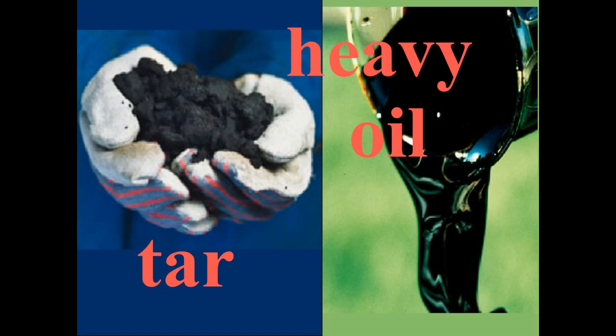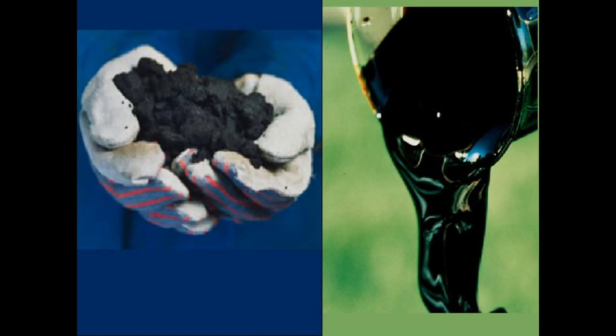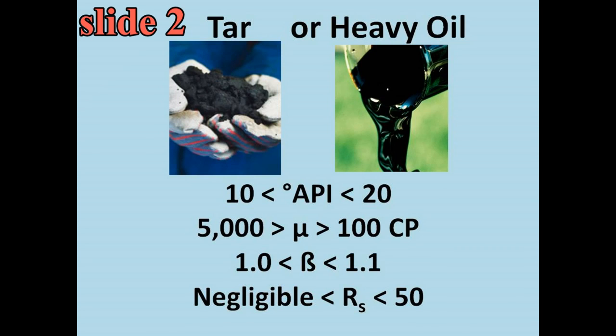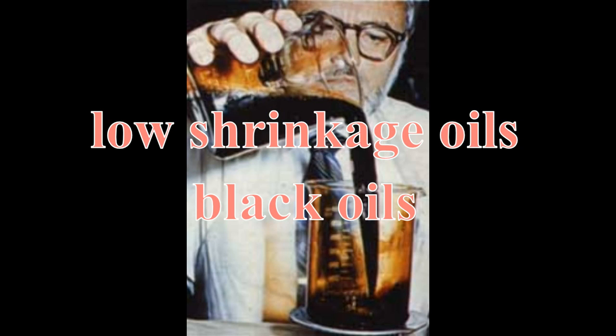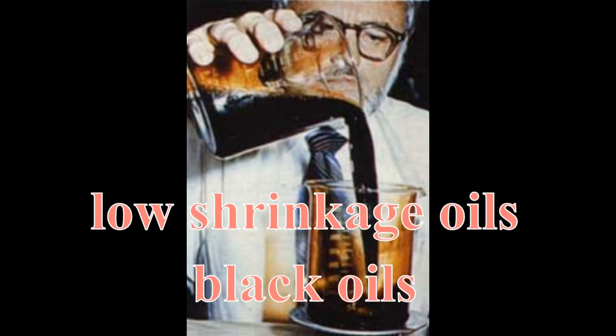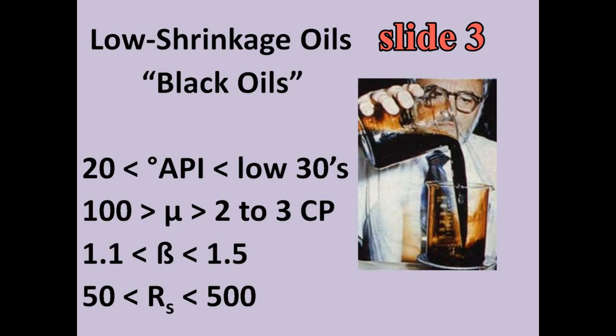In slide 2, we have the classification for tar, or heavy oil. Its API gravity is greater than water, so it will float. Beta shows that there is some shrinkage, and the RS shows that some gas is released at the surface. Slide 3 shows the classification of low shrinkage oils, or black oils. As you can see, the API gravity is getting higher and the viscosity is getting lower. More lighter hydrocarbons are in the mixture.